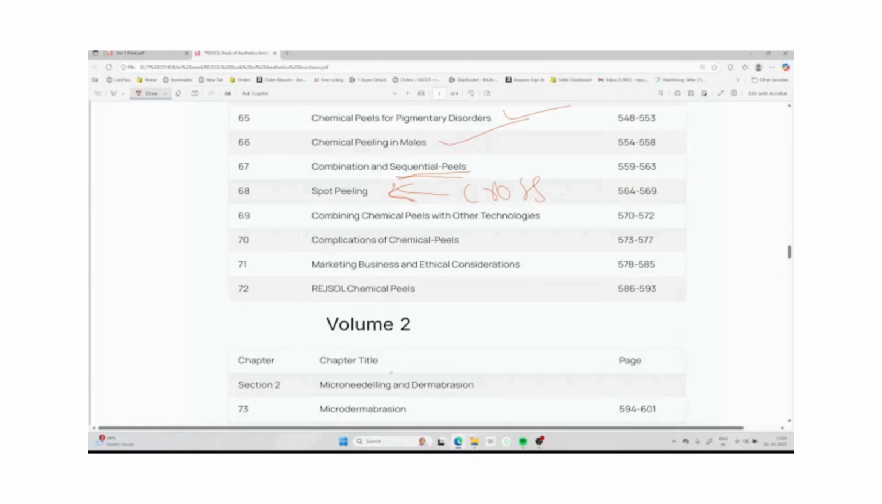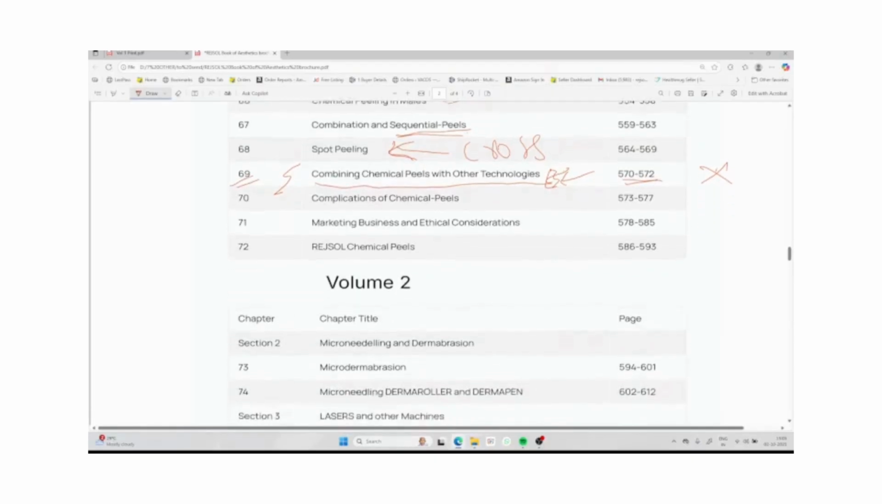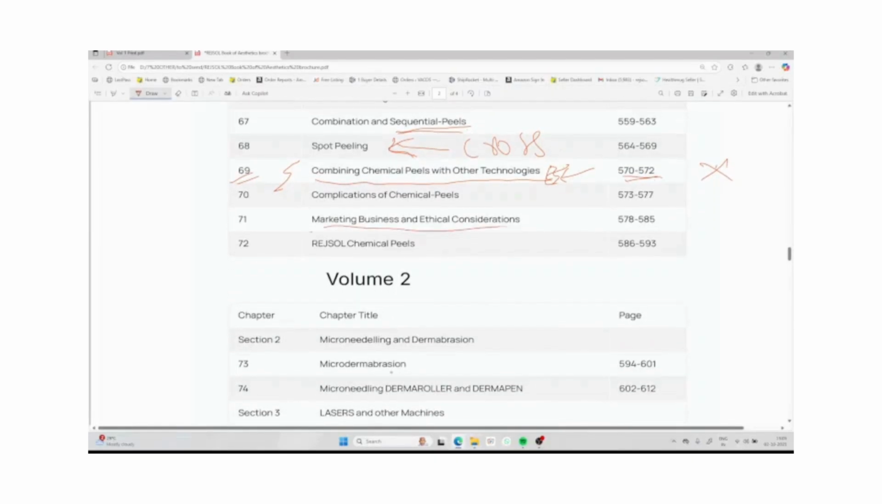Now many a time we get asked what all can be done with the chemical peels. People are not happy only doing the chemical peels, they want to combine other technologies. So what are the technologies that you should combine and what you should not combine? That is discussed in chapter number 69, page number 570 to 572. Then marketing, business and ethical considerations in chemical peeling.